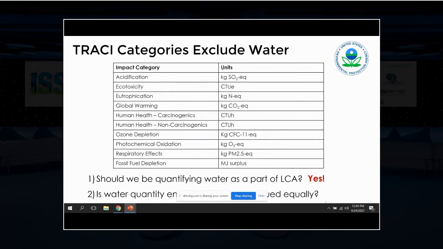But then when we're quantifying water, is the quantity enough, or is all water valued equally? By the end of the presentation, I hope to convince you that the answer should be no, and that we should have metrics of valuing water use at various times in various regions.